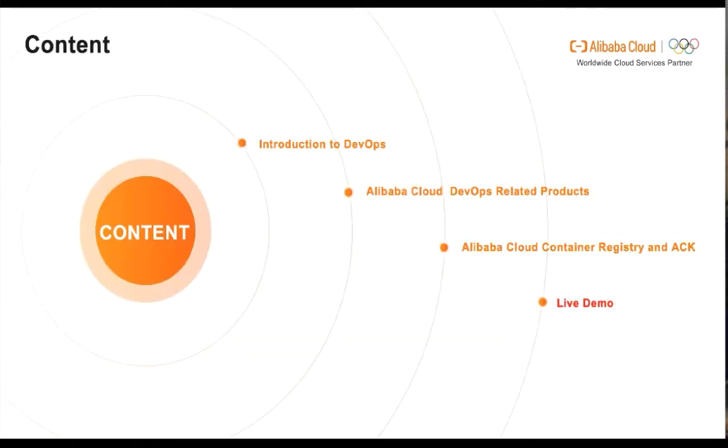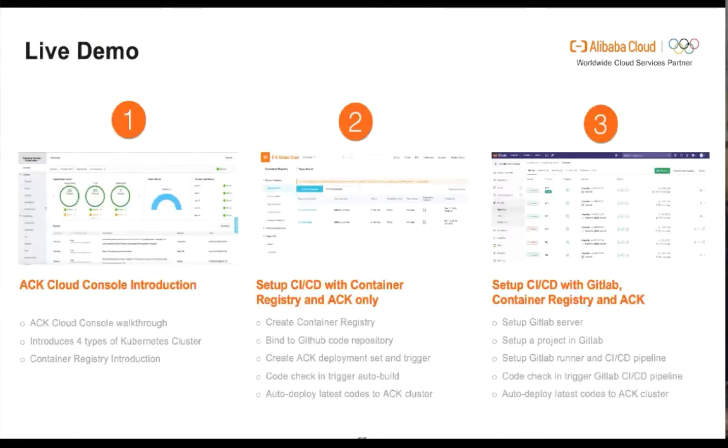Now let's go to the last one. Let's see some live demo. I think a lot of people are looking for the demos because demo is much more interesting than the slides. So let's look into the demo. Today I prepared 3 demos. The first demo is about the Alibaba Cloud Container Service for Kubernetes console. I will walk through the console and show you the different types of the cluster, and also give you a very quick peek about the container registry.